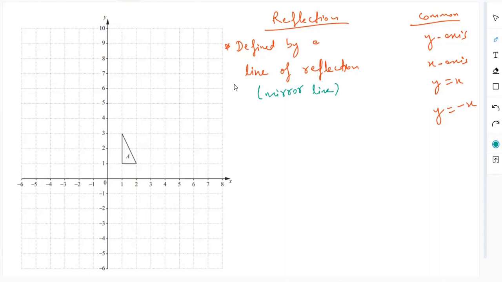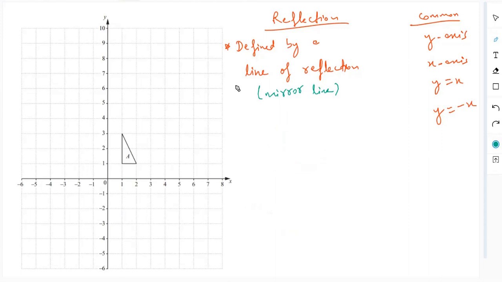If we had moved right, it would have been positive there. So if you move right or up, these are positive, right? If you move left or down, these are negative. Okay?